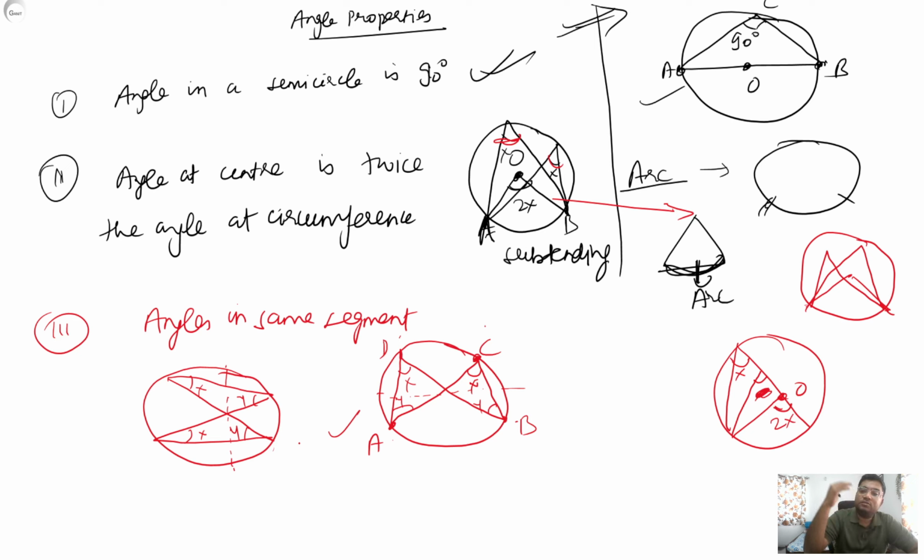And angles on one side of that imaginary line will be equal. So will be the angles on the other side. That is known as angles in the same segment, and they are always equal. I hope this much is clear. We are moving to the next concept, which is known as cyclic quadrilateral.